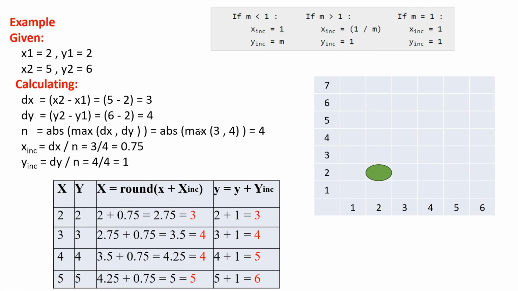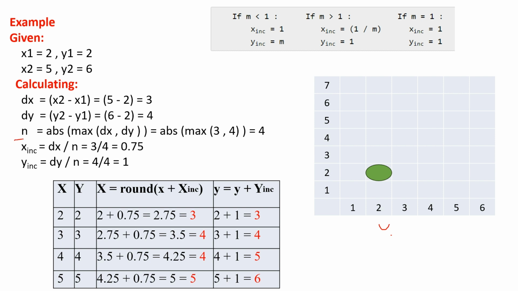Okay, now let us come to the problem. In the given example, x1 equals 2, y1 equals 2. We take the starting point as 2 comma 2, and the end point given is 5 comma 6. We calculate the difference: dx is x2 minus x1, which is 5 minus 2 equals 3. dy is y2 minus y1, which is 6 minus 2 equals 4.